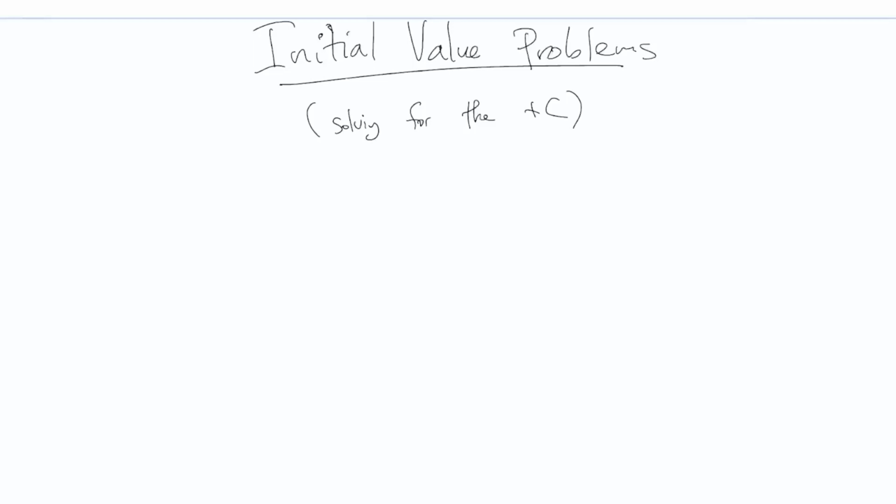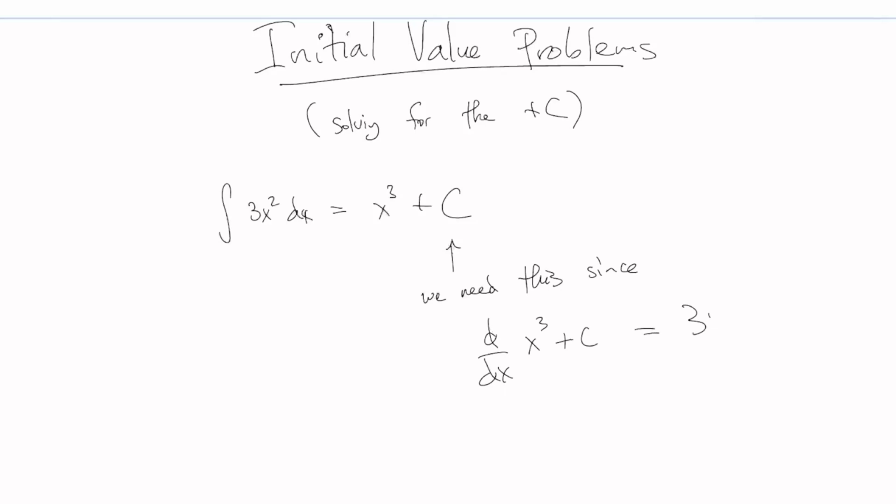But anyway, as we all know, the antiderivative always produces some kind of extra plus c, right? This is a simple example. The integral of 3x squared dx is x cubed plus c. We need this in order for it to be correct, since the derivative of x cubed plus c always equals 3x squared, no matter what c is. And the c really could be any constant.